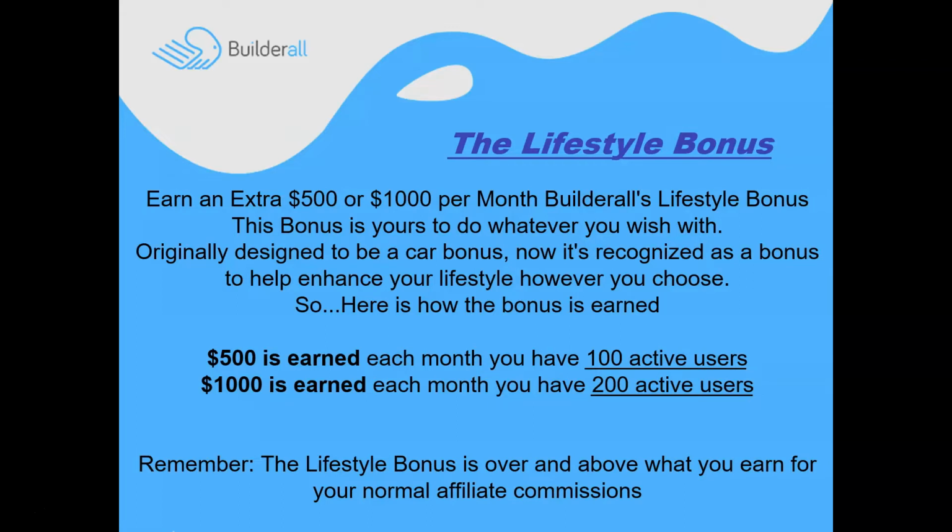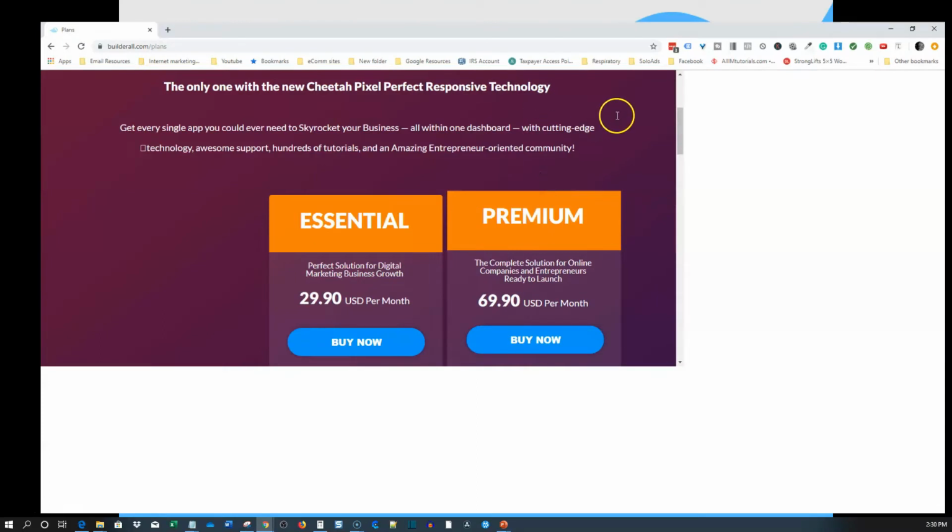So here's how the bonus is earned. $500 is earned each month that you have 100 active users. So every month that you have 100 active users, you're going to earn an extra $500. That's over and above your 30% for those recurring commissions. If you have 200 active users, that's $1,000 a month. And again, that's over and above what you're actually earning. Remember, this is recurring income. So this isn't a one-time deal. And we'll run scenarios here in just a second, but let's take a quick look at plans and what they entail. So I'll bring in the plans.